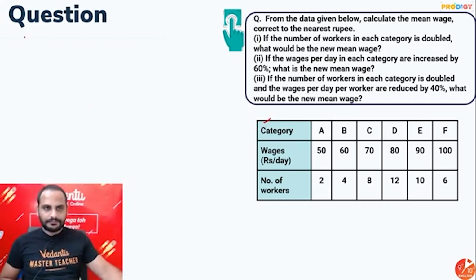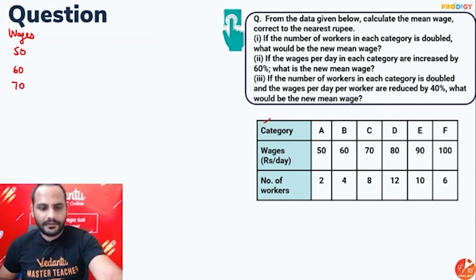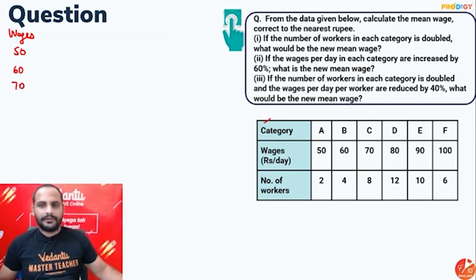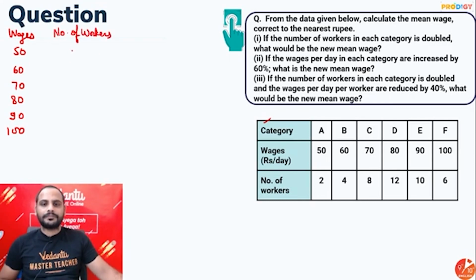Okay, so I will write wages, which is important. So we have 50, 60, 70, 80, 90 and 100. Then the frequency, the number of workers, is your frequency. So that is 2, 4, 8, 12, 10 and 6. Sorry, not 16, 6.